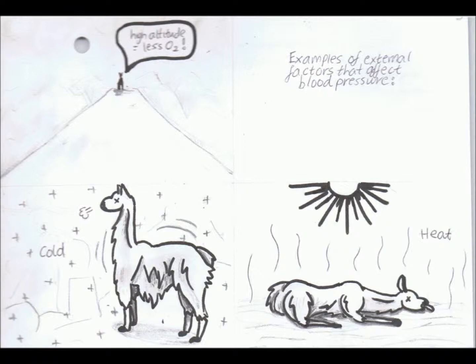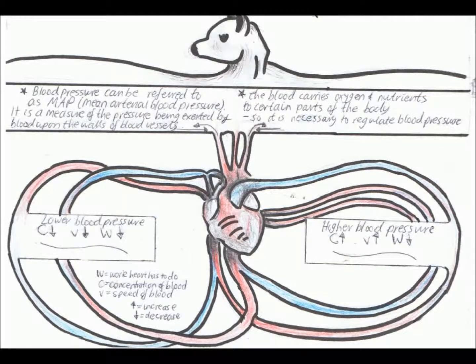Temperature and altitude are examples of external factors that can alter blood pressure. Blood pressure, which can be referred to as arterial blood pressure, is a measure of pressure being exerted by the blood upon the walls of the blood vessels. The blood carries oxygen and nutrients to specific parts of the body, so it is necessary to be able to regulate blood pressure. A higher blood pressure means there is a higher blood volume and blood is circulating around the body quicker. However, the heart has to work harder.